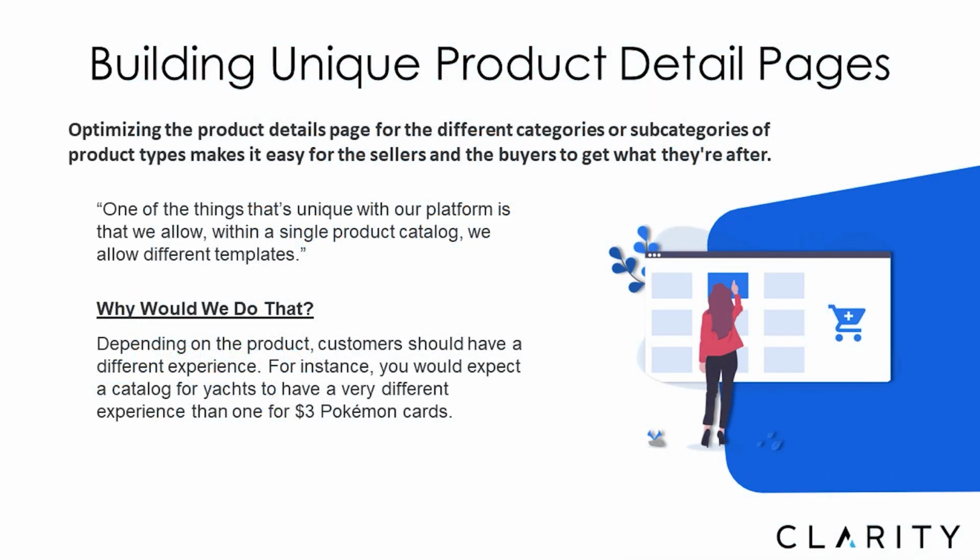Yeah. And the way I like to think about it, one of the things that's unique with our platform is that within a single product catalog, we allow different templates. Why would we do that? Well, if I'm going to buy an alternator replacement for my 69 Camaro, I know what that page should look like. I know the information that I want on the page. But if I'm going to buy a $2.5 million Ferrari GTO 3, GTB4 cam, I would expect that experience to be different, right? If I'm going to a page that's selling a yacht, I would expect that to be very different than an alternator, right?